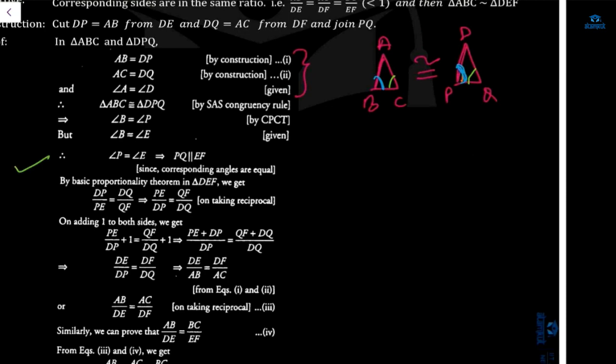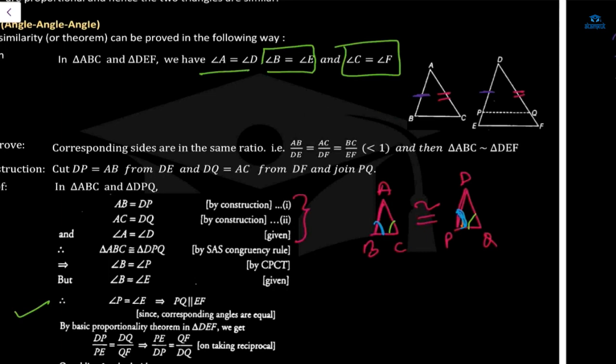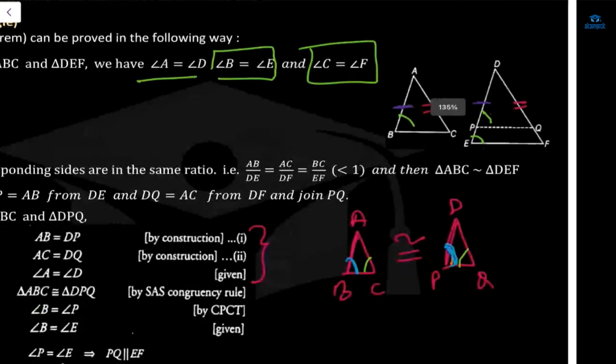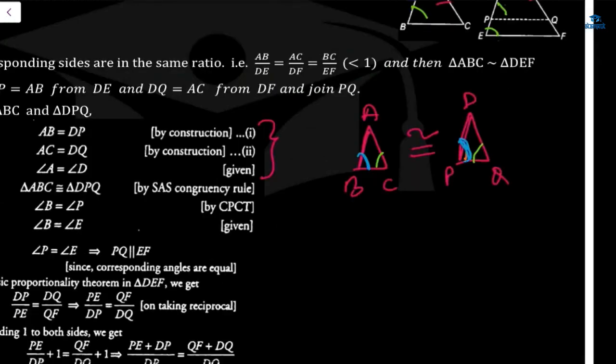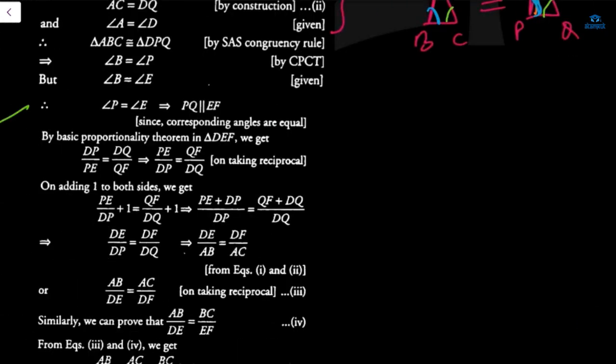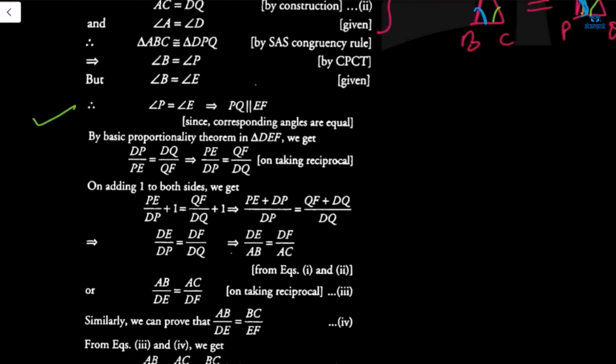Okay, that means, what does it mean? This angle is equal to this angle. So what does this mean? Because this angle is equal to E and the angle B is equal to P also. So P and E are both equal. That means it makes PQ parallel to EF. Yes or no? Corresponding angles. PQ is parallel to EF. Now if PQ is parallel to EF, what does it mean? We can apply the basic proportionality theorem. Okay, so from the basic proportionality theorem, I have written this.